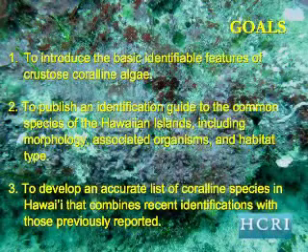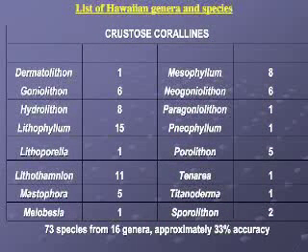We are trying to develop an accurate list of coralline species in Hawaii that combines recent identification with those previously reported. So we are reviewing historical data back from the 1800s. This is the general species list from the crustose coralline so far. There are 73 species from 16 genera. Approximately only 33% of the list is accurate.